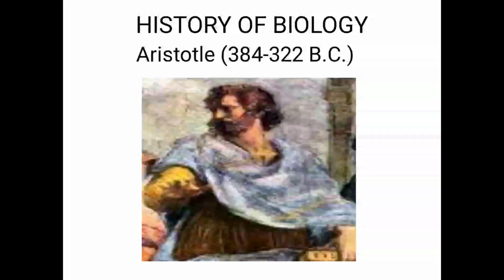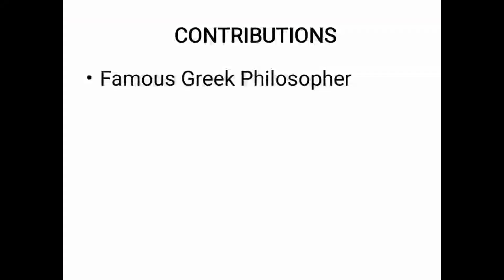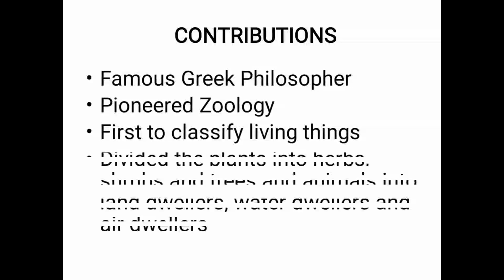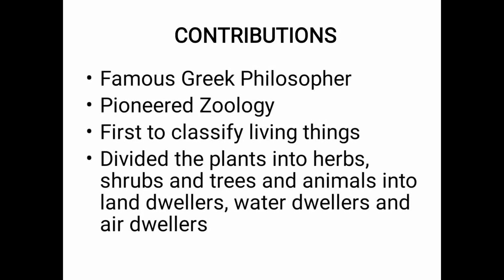The study of biology started in 384 to 322 BC, when Aristotle started exploring biology, the concept of life in his environment at that time. Aside from that, Aristotle pioneered the study of animals, or zoology. He is the first one to classify living things. He divided the plants into herbs, shrubs, and trees, and animals into either land, water, or air dwellers.